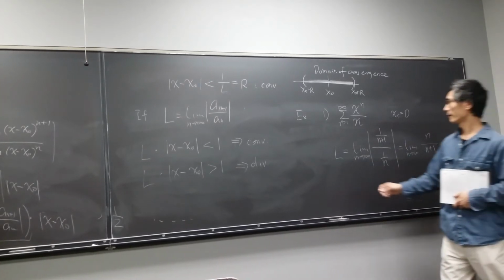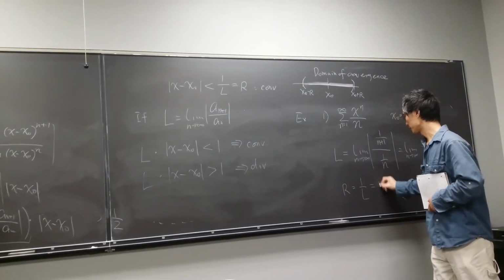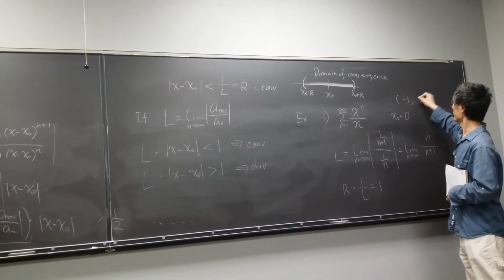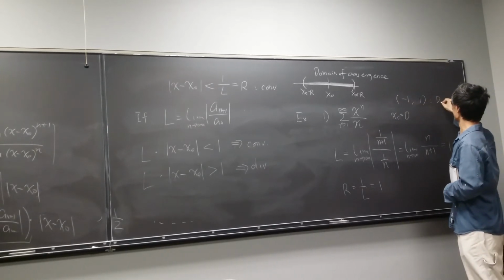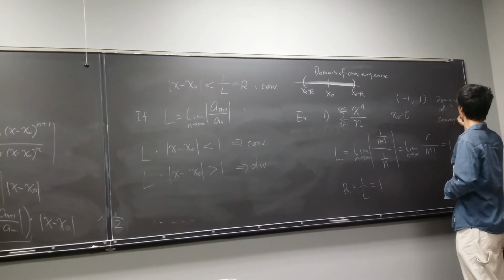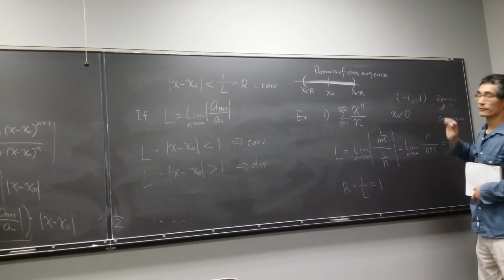So what does it say? L is 1, then the reciprocal is also 1. It means the radius is 1, so the interval is between -1 and 1. That's the domain of convergence. Right? And beyond this interval is divergent.